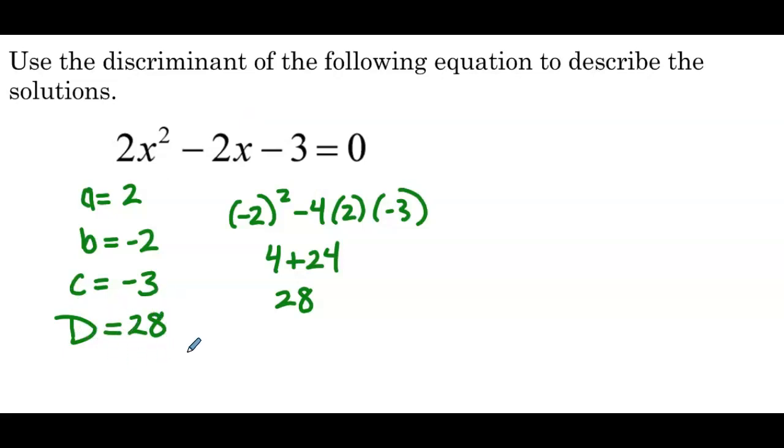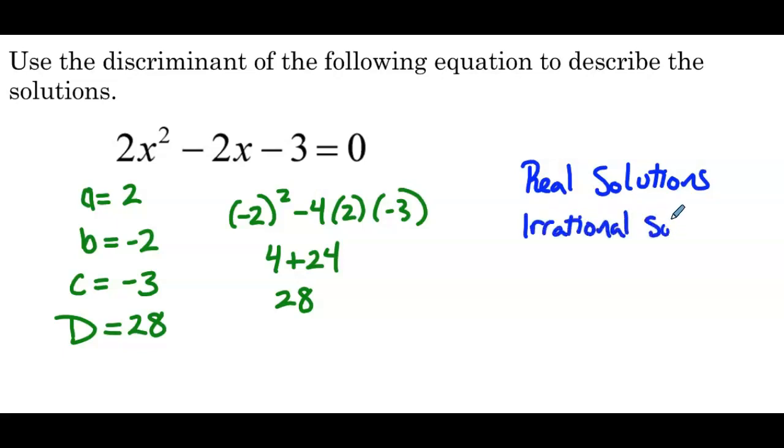Okay, so we have our discriminant. What could this tell us? So first thing, it's positive. So that means we have real solutions. That's answering that first question. Okay, 28 is not a perfect square. So we have irrational solutions. And it's not 0. So we have unequal solutions. So if we solve this using the quadratic formula, we should find that we have real solutions that are irrational and unequal.